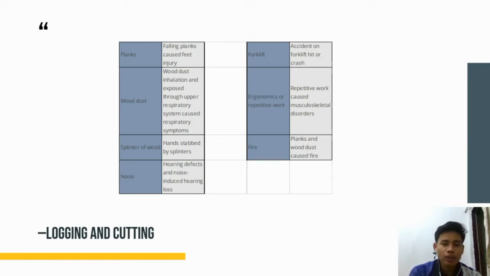The next hazard is from the forklift, where there may be an accident, with the forklift hitting or crashing. And the hazard is ergonomic or repetitive work, where repetitive work causes musculoskeletal disorder. And the last one is the hazard from fire, where the planks and the wood dust cause fire.